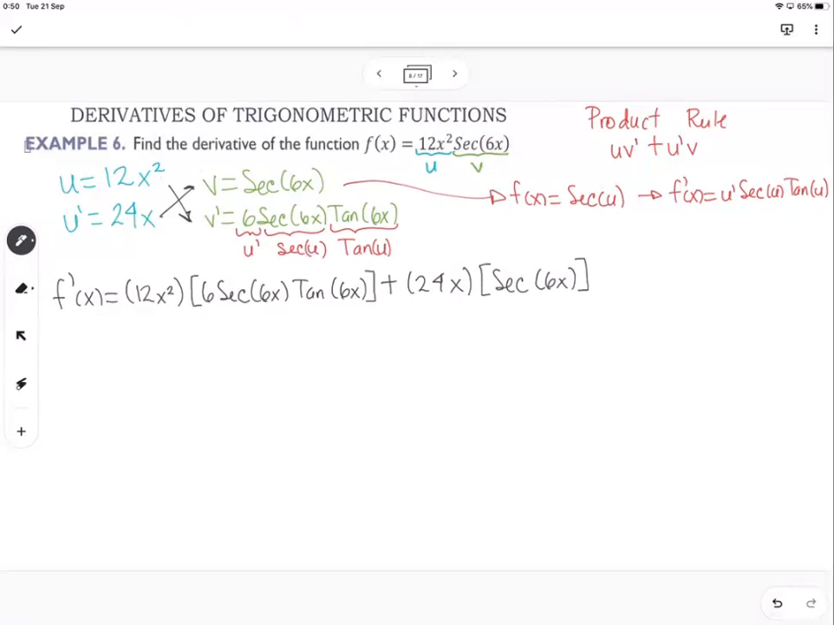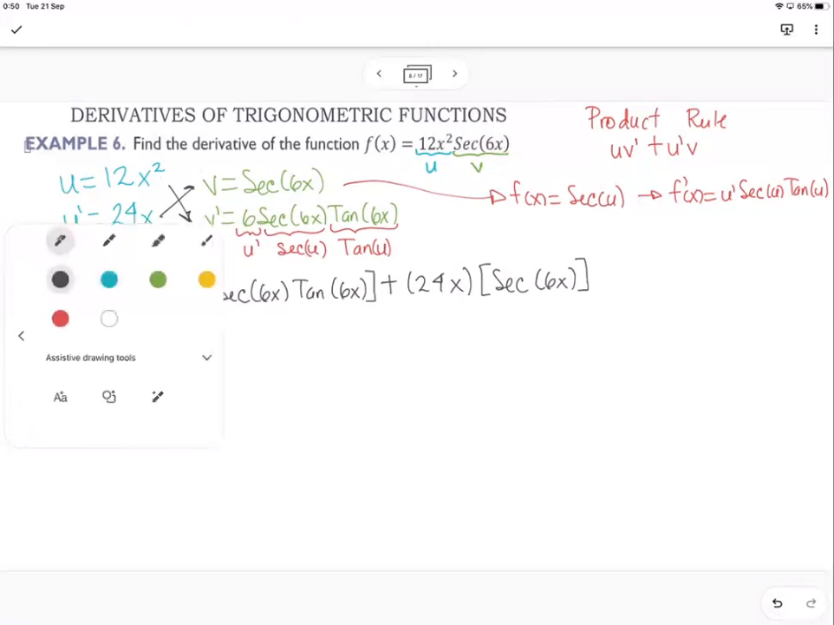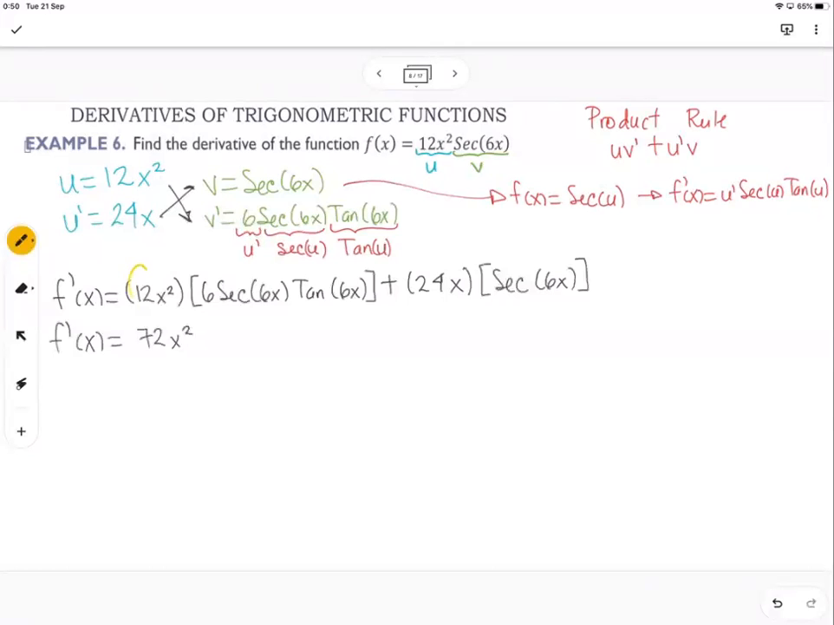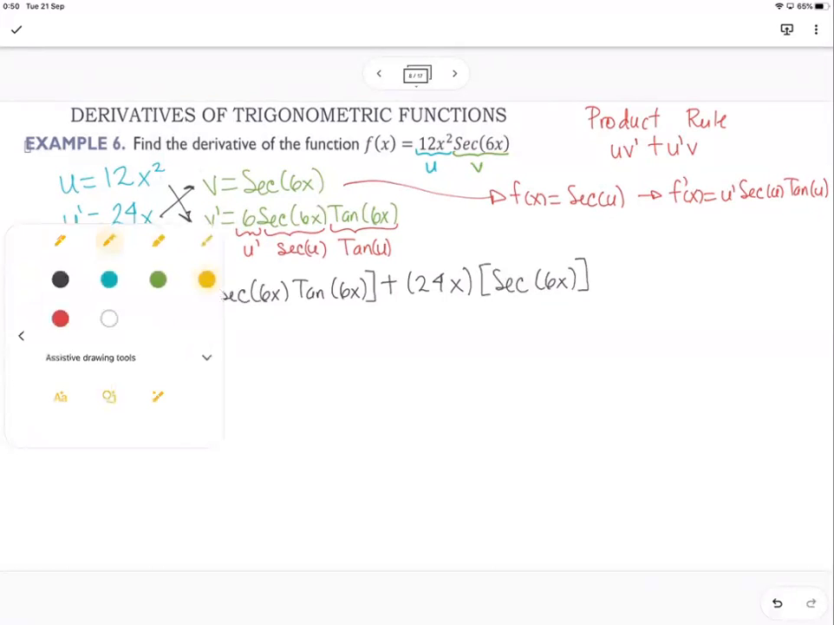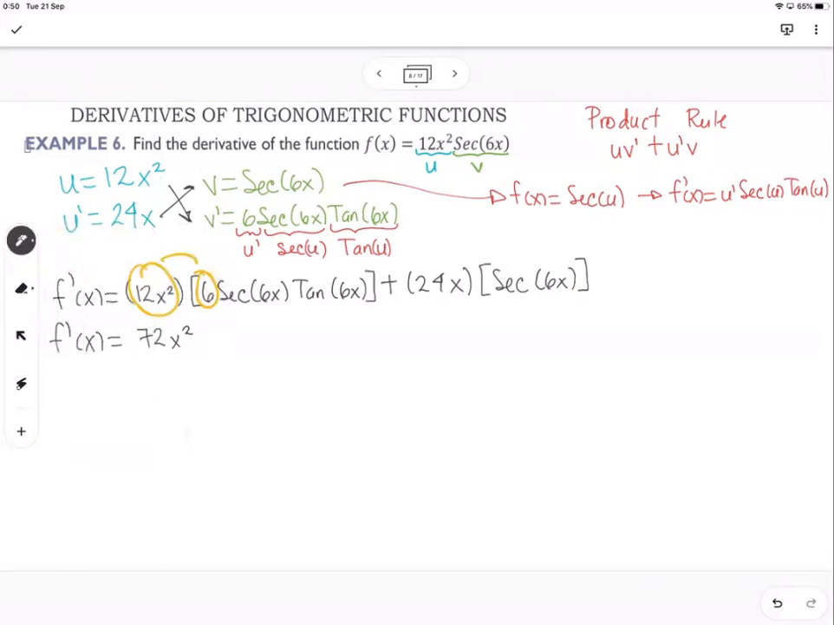Okay, I'm going to multiply monomials. I'm going to arrange, and then I'm going to take out the common factor. Okay, so this is going to be 72x squared. Remember, I'm multiplying monomials. Okay, 72x squared, secant of 6x, tangent of 6x plus 24x, secant of 6x.